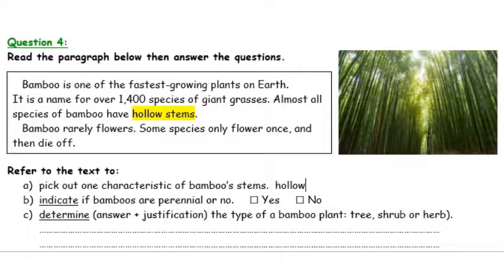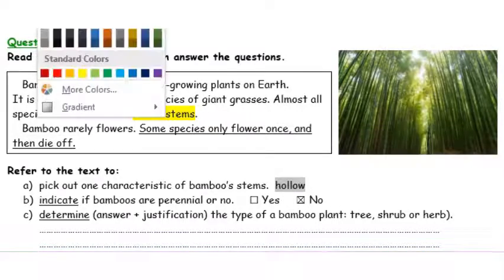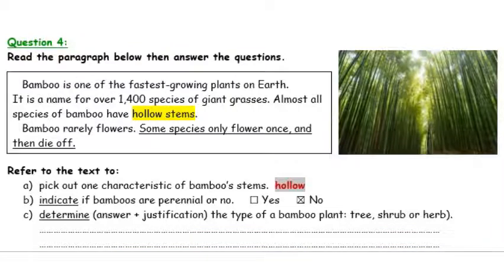Indicate if bamboos are perennial. Are they perennial or no? Do they live for more than 2 years? In the text, for sure we can find all of the answers from the text. Some species of bamboo flower once. They make flowers one time and then die off. That means that they don't live for a long time. So they are not perennial.